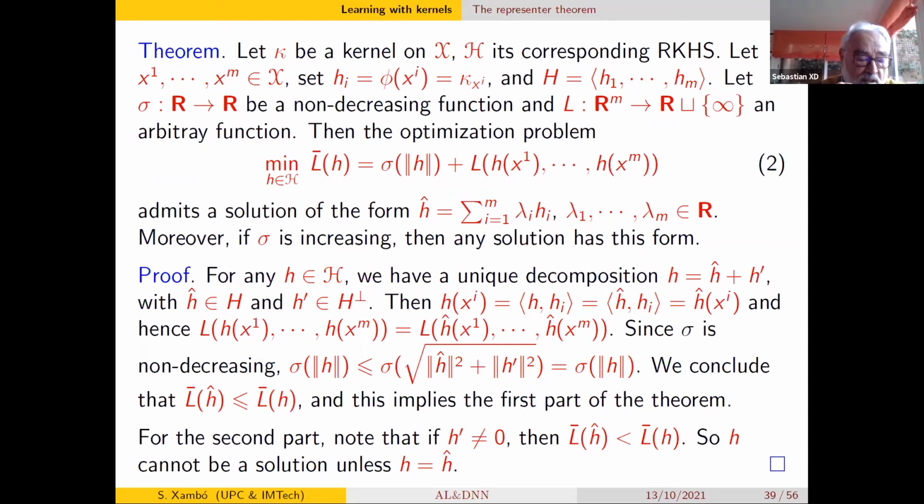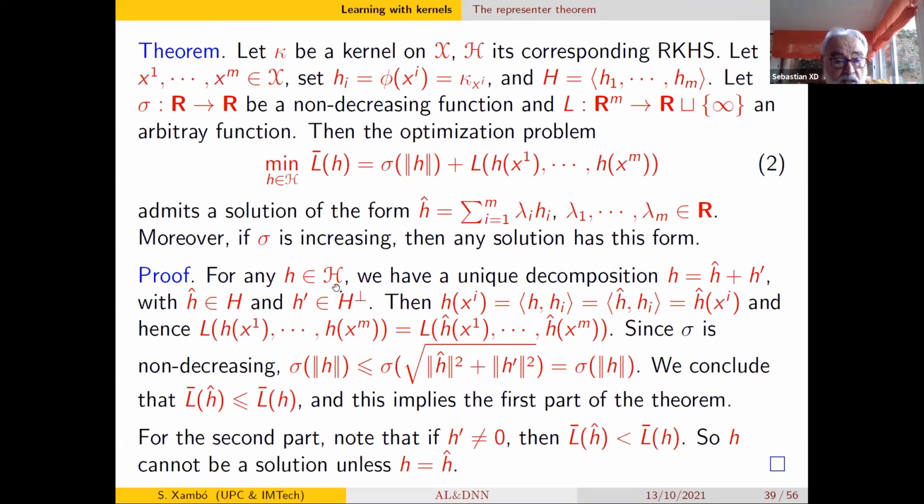This, in the context or with the notations of that little diagram I showed early on, is the bottom at the right, the final linear combination, which is the predictor given by this kind of thing. Okay, moreover, if sigma is increasing, then any solution of problem number 2 has this form. Okay? Well, the proof is quite simple.